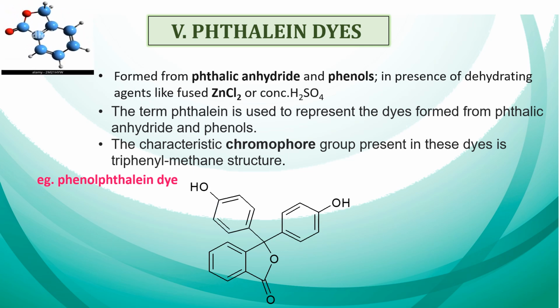Phthalein dyes are formed from phthalic anhydride and phenols in the presence of a dehydrating agent like zinc chloride or concentrated H2SO4. The term phthalein is used to represent the dyes formed from phthalic anhydride and phenols. The characteristic chromophore present in these dyes is the triphenylmethane structure. An example is the phenolphthalein dye.